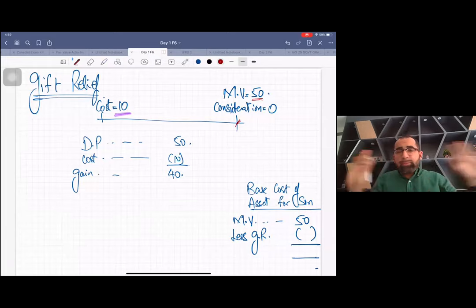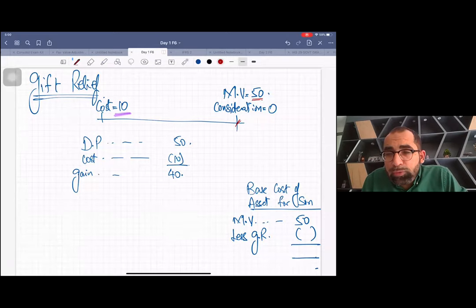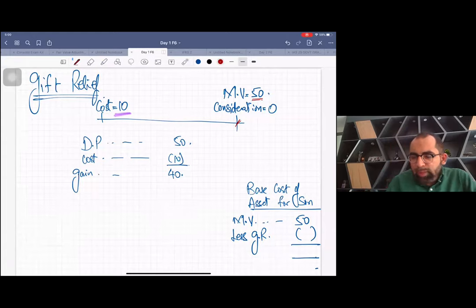Now, doesn't matter that it's a pure gift, whenever a chargeable asset is transferred from one person to another, the guy who is transferring has to calculate the gain. So now for computation of gain, market value is used as the DP. So DP is 50. And what is the cost? 10. So gain is 40.